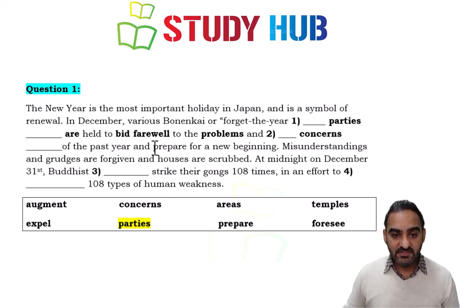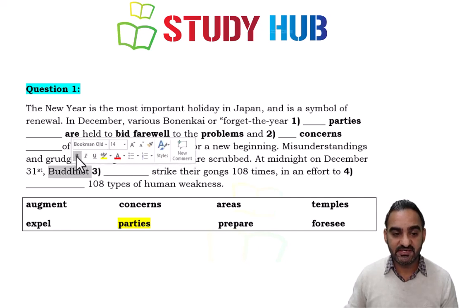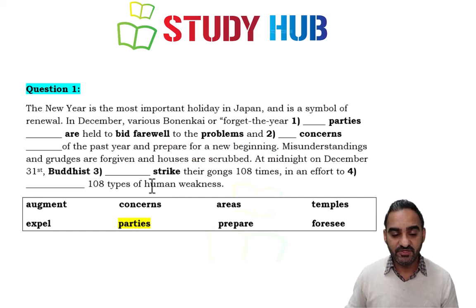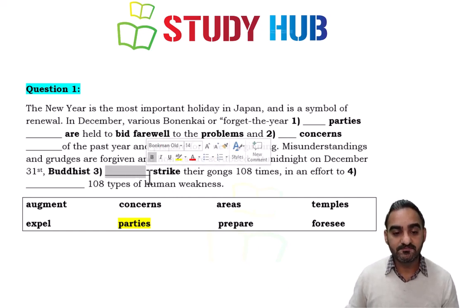For and the past and prepare for a new beginning. Misunderstandings and grudges are forgiven and houses are scrubbed. At midnight on December 31st, Buddhists dash strike their gongs. So Buddhist is an adjective here. Strike is a verb here. Again, you're using that subject verb object rule. What you need here will be a noun. That noun has to be plural because this is strike.